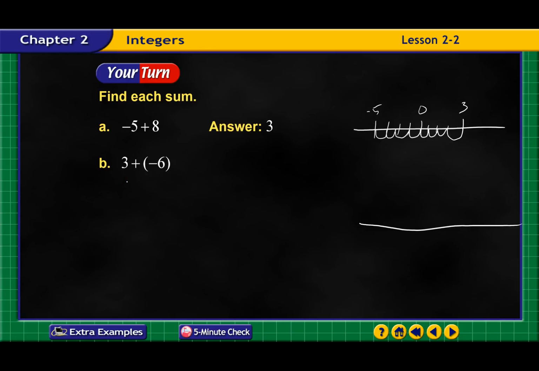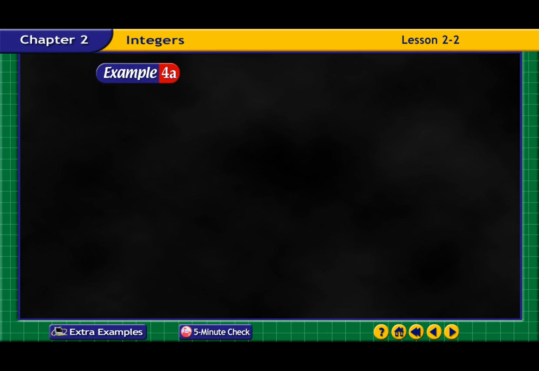So on this other one here, we're going to start at positive 3. So 0 would be a positive 3. We're going to go 6 units to the left. 1, 2, 3, 4, 5, 6. A couple more dots there would be a negative 3. Ta-da! Negative 9 and 10, or plus 10.